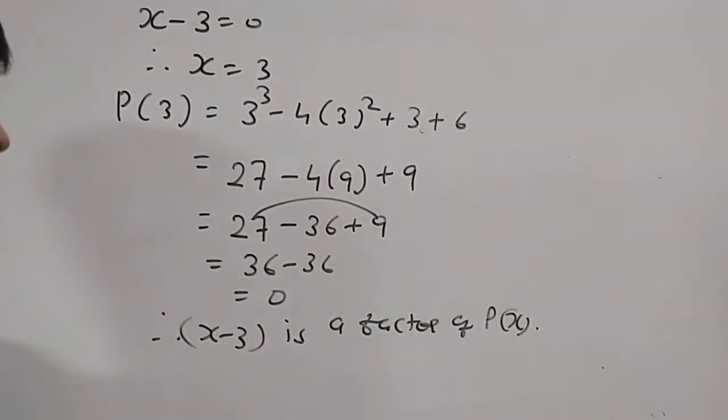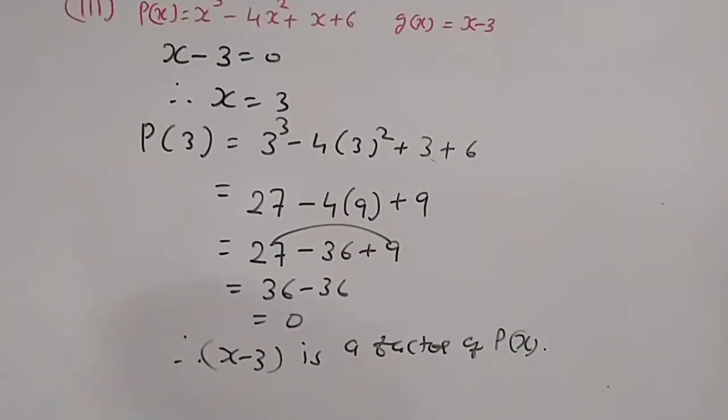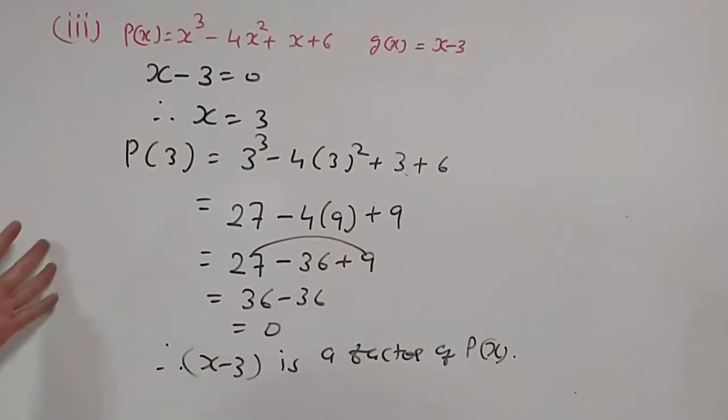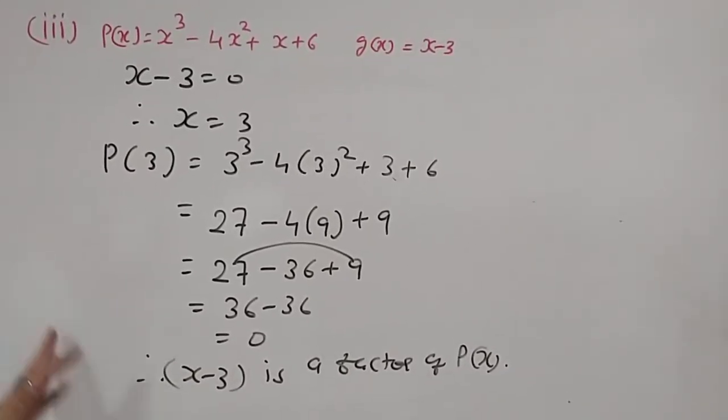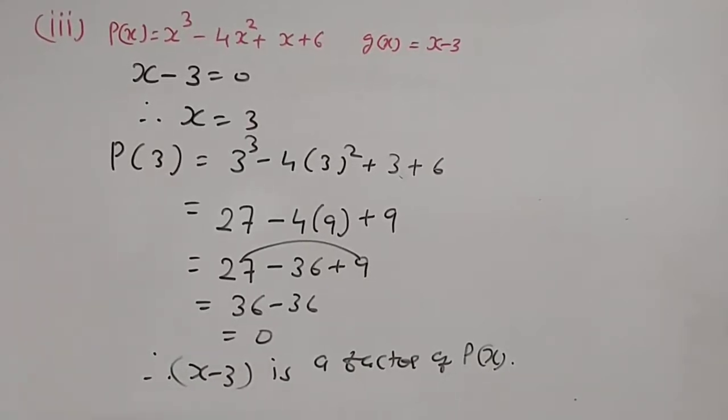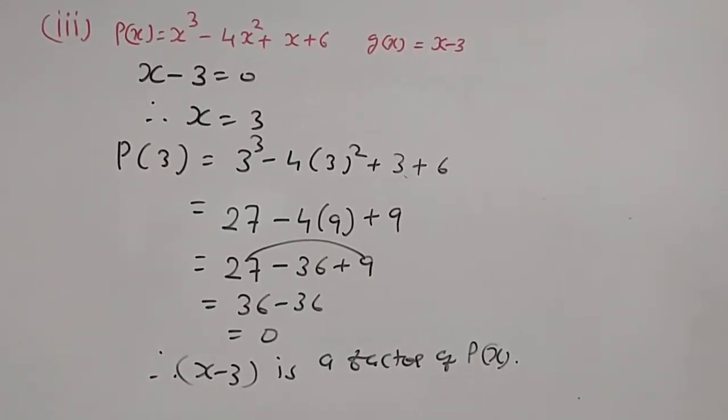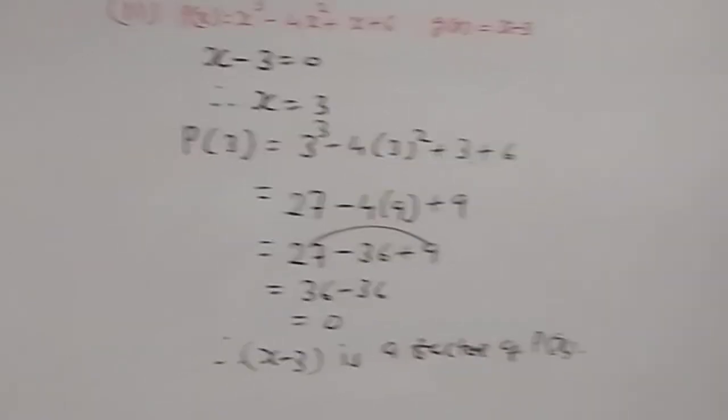So here, the answer is 0. Therefore, it is a factor of the polynomial. But in other cases, the answer is not 0. Then it is not a factor of the polynomial. So you have to just find the remainder. Remainder is 0, then it is a factor. Not 0, then not a factor.